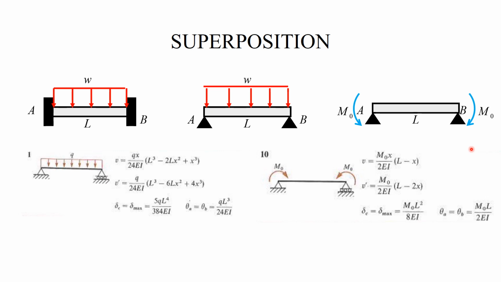Both of these cases are tabulated. And now I can claim the following, that theta A equal to theta B equal to WL cubed over 24 EI minus m0 L over 2 EI, and it must be equal to 0 because there is a wall. So this gives me the value for the moment. And it is, of course, WL squared over 12.